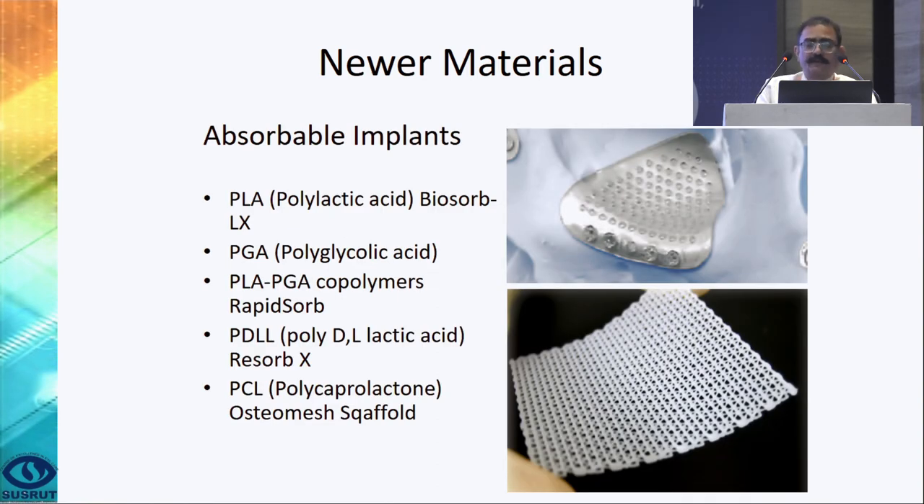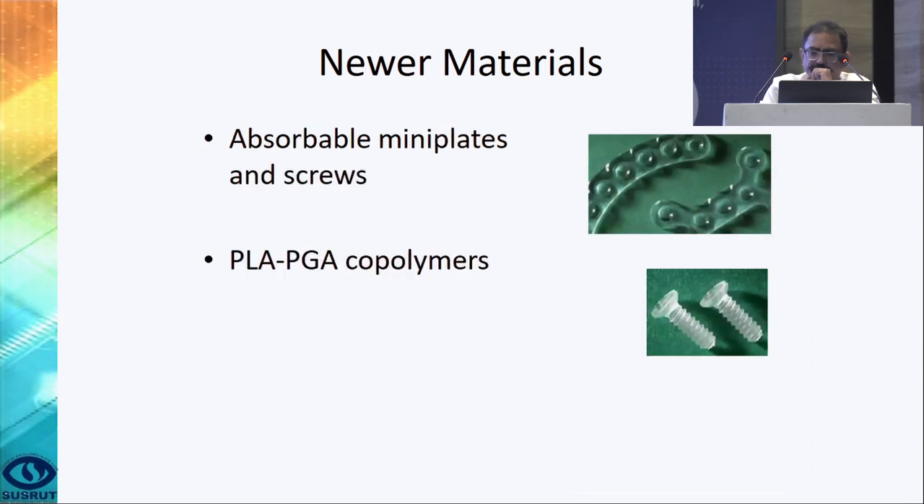Again, we'll skip this, but these are newer implants that have come. They are resorbable and they are preferable in pediatric fractures. The last three here are available in India. This is fairly affordable, but the other two are pretty expensive; these are preformed orbital plates. Even the screws that come with them are absorbable screws. Okay, so my last slide.